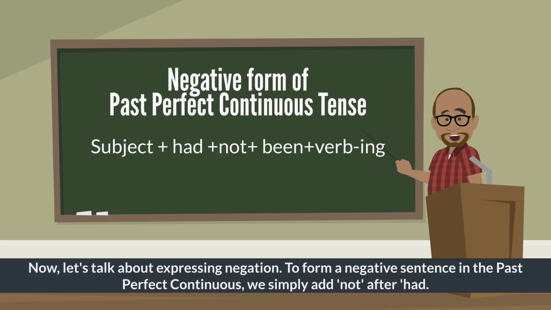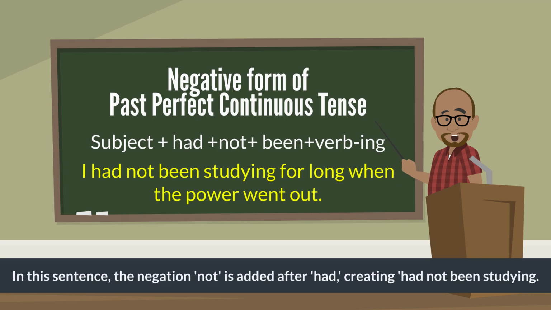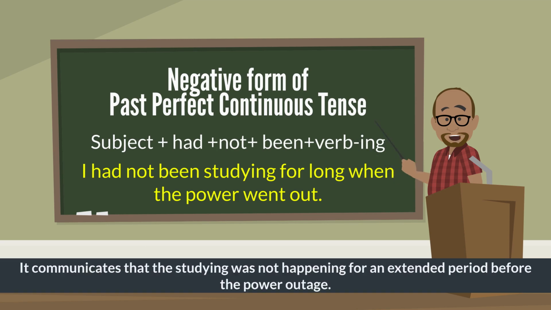Now, let's talk about expressing negation. To form a negative sentence in the past perfect continuous, we simply add not after had. For example, I had not been studying for long when the power went out. In this sentence, the negation not is added after had, creating had not been studying. It communicates that the studying was not happening for an extended period before the power outage.